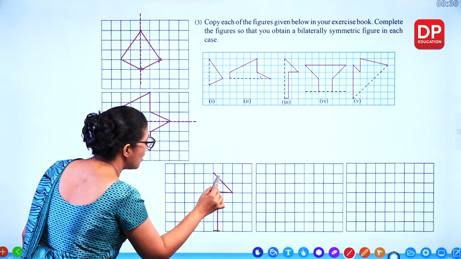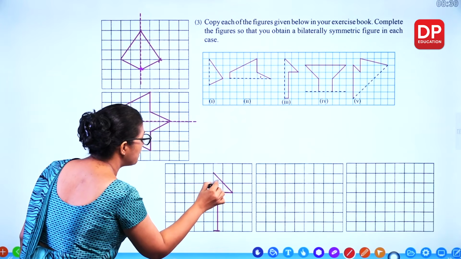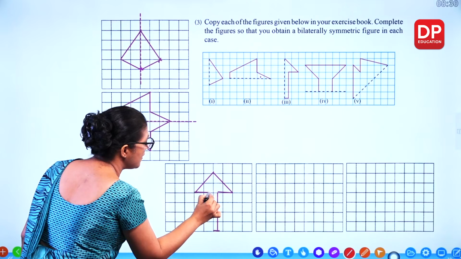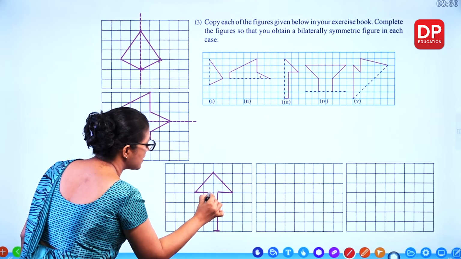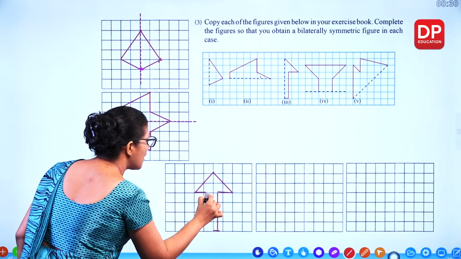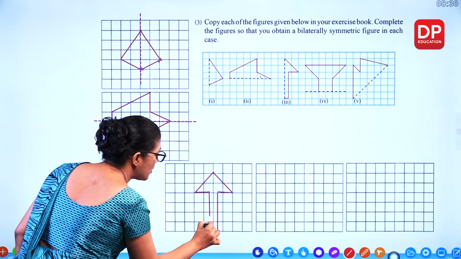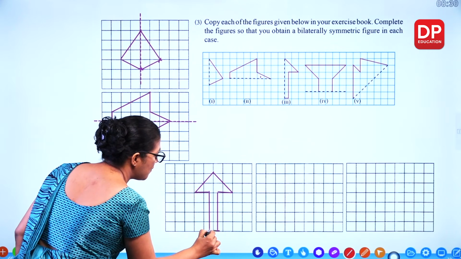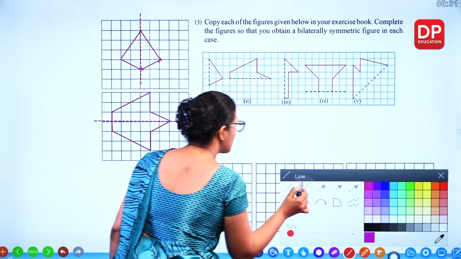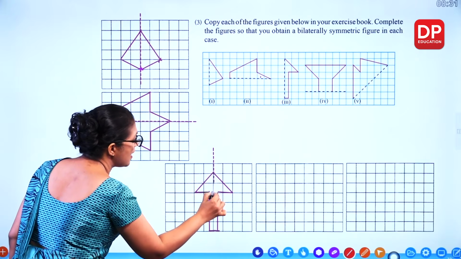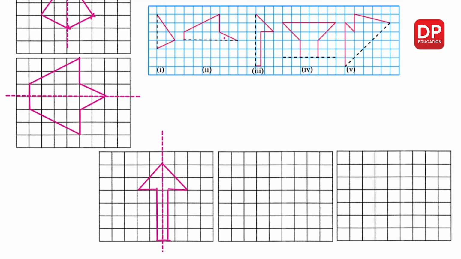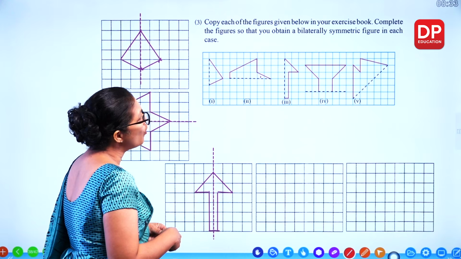You get 1, 2 here and half of this and go down. Half of this and go down here and complete the figure. Now, what's the axis of symmetry? Axis of symmetry is this line. That's the third one.